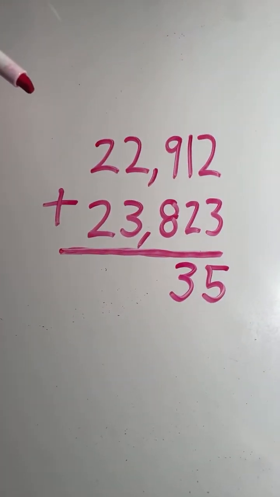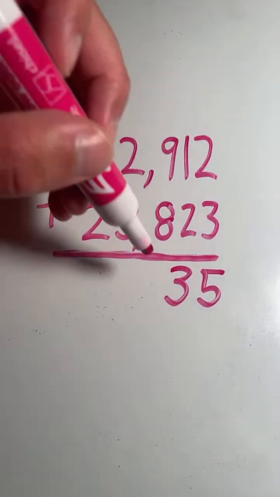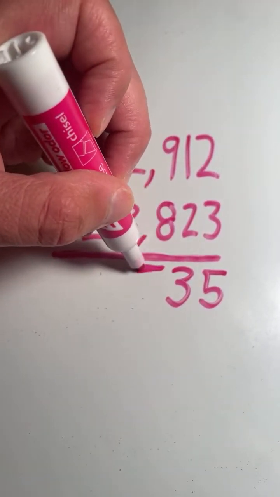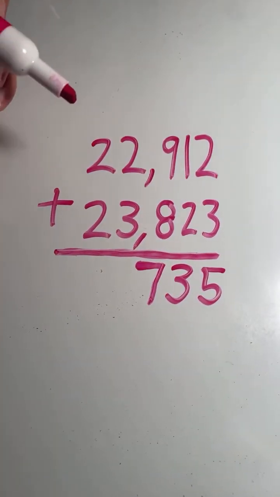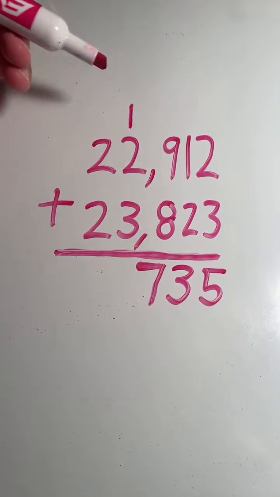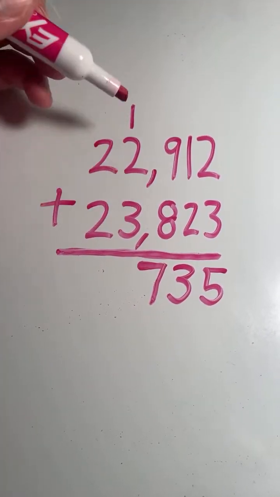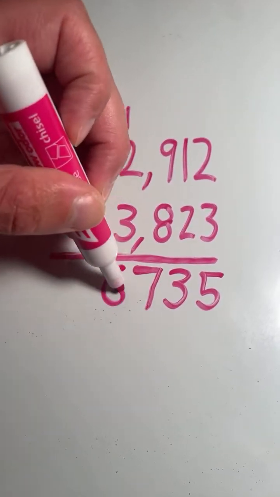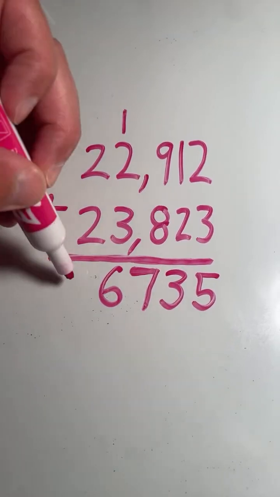9 plus 8 equals 17. Because our sum is more than 10 in the hundreds place, we will need to regroup. The 7 in 17 goes in the hundreds place. The 1 in 17 gets carried over to the thousands place. 2 plus 3 equals 5, plus 1 equals 6. Now in the 10,000s place, we have to add 2 plus 2. 2 plus 2 equals 4.